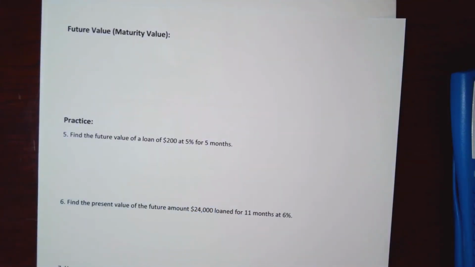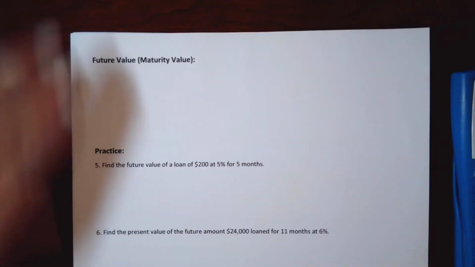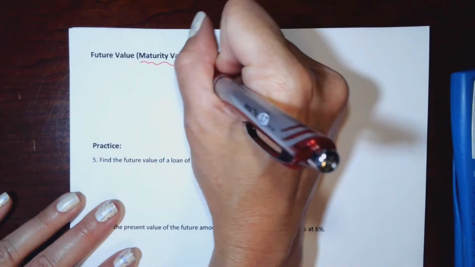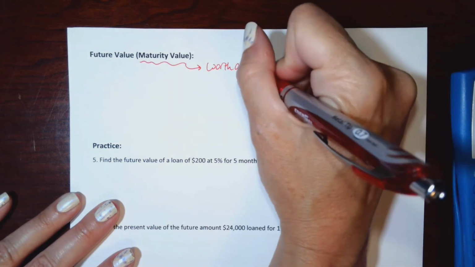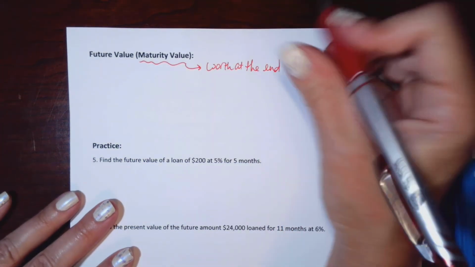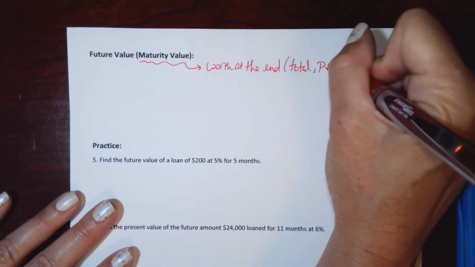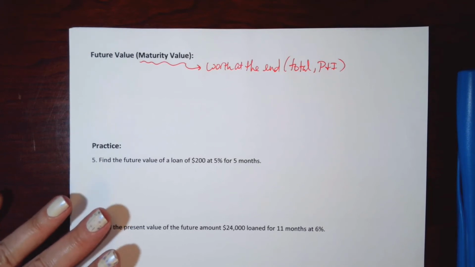Next, we are going to look at future value. So we've been focusing on present value, now we're switching to future value. The future value is the maturity value, or the value at the end. Worth at the end of the investment, the amount due at the end of the loan. That's that total, that P&I that we've been finding. So you already know one way to find that.